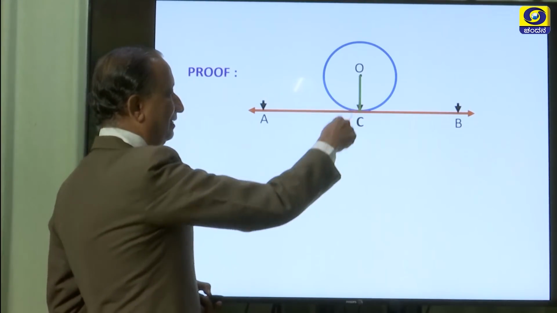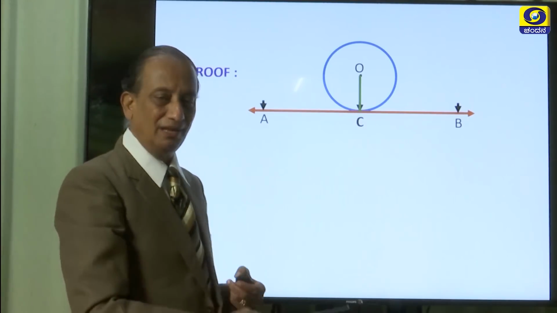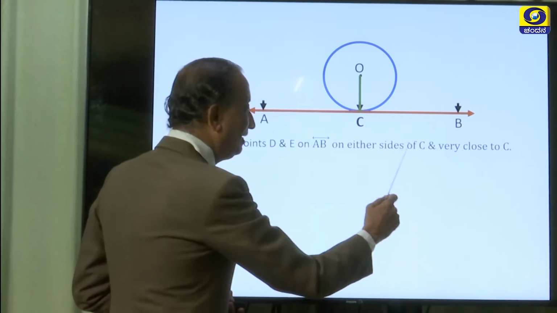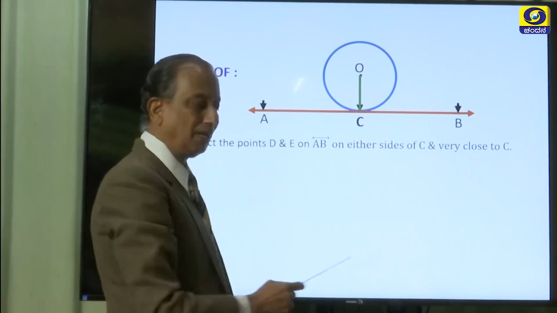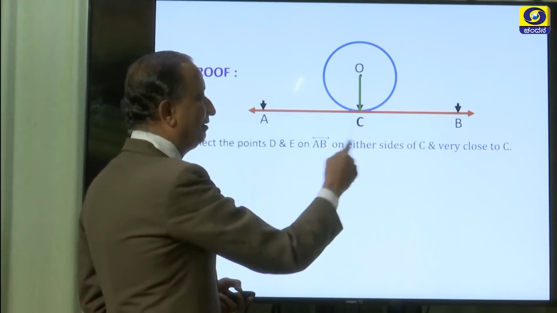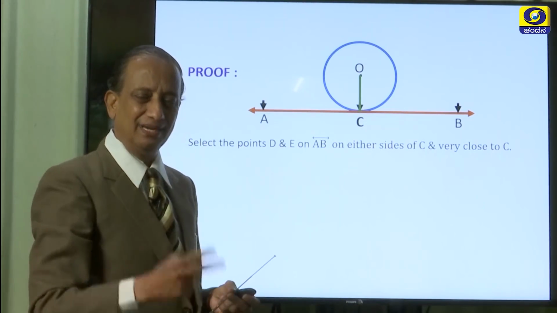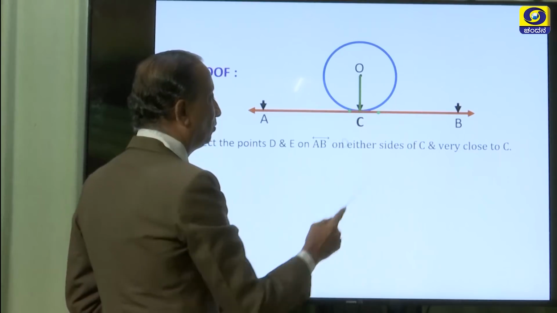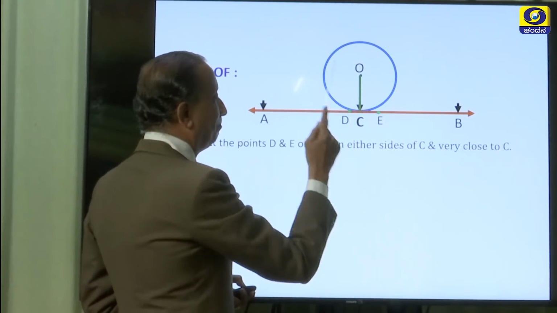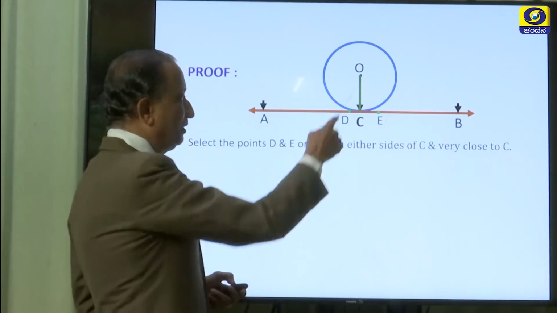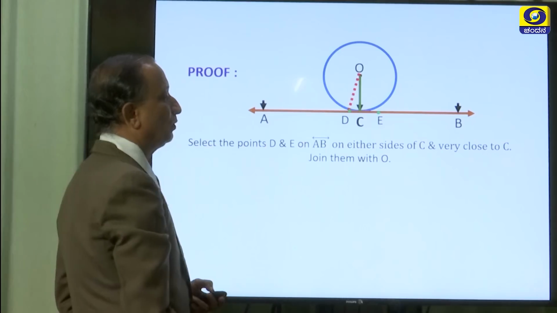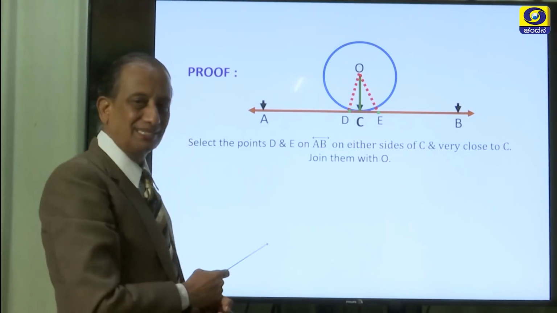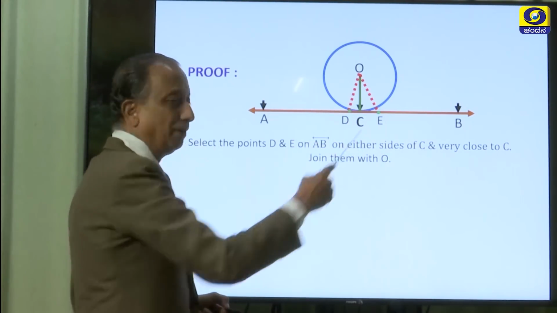Okay, here is the tangent, here is the radius, this is the point of contact. Now look at the arguments. Select the points D and E on the straight line AB on either side of C and very close to C. So here is the point C; on either side, left and right, you choose just for sample's sake two arbitrary points on the straight line AB. Let us suppose that these two are the points, call this point D and this point E. Having chosen this, join D and E with O. Now how are you going to use this construction and show that OC is perpendicular to AB?